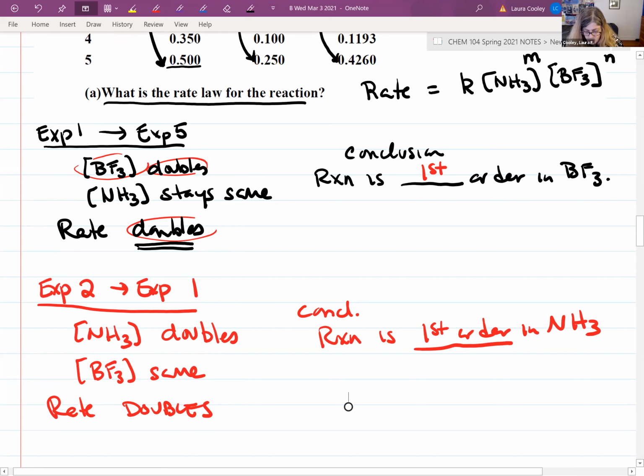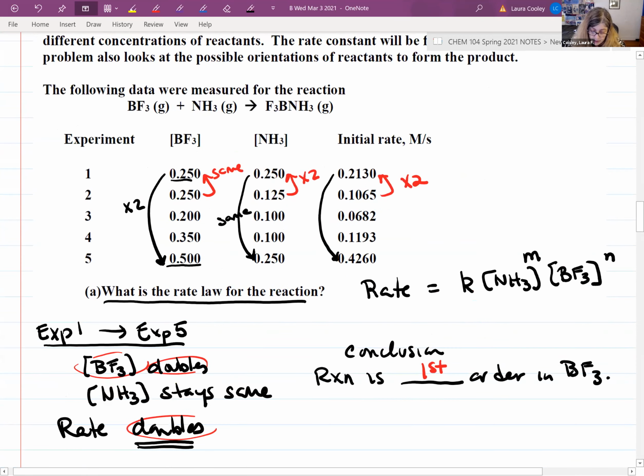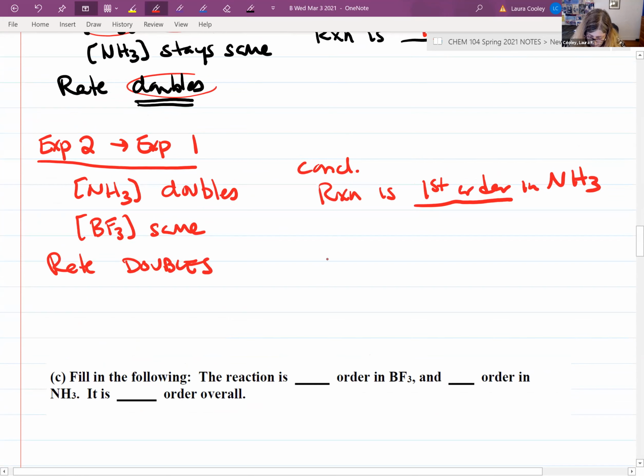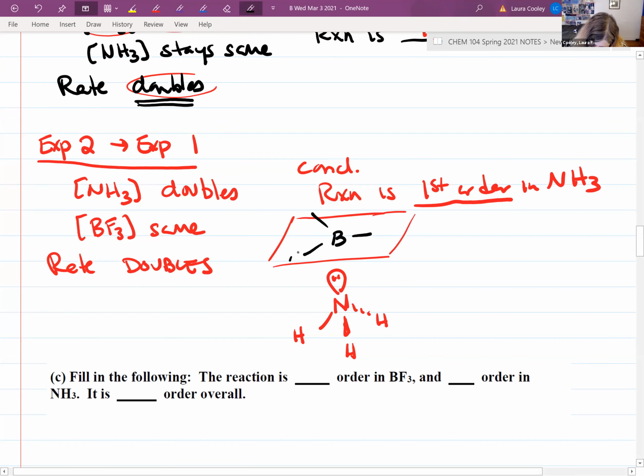So this reaction, there's 2 reactants, right? NH3 and BF3. And in fact, it kind of looks like this. You have that ammonia with a lone pair of electrons and those 3 hydrogens. And then you've got this BF3, which is planar. It's in a plane. And boron, if you calculate the formal charge here, well, the formal charge I think is actually 0.